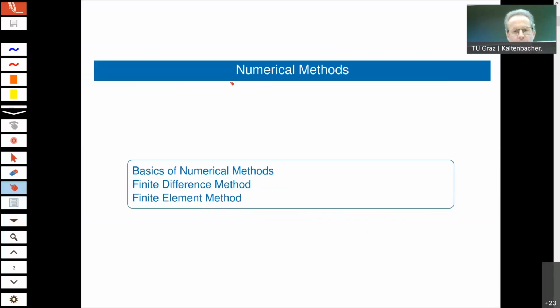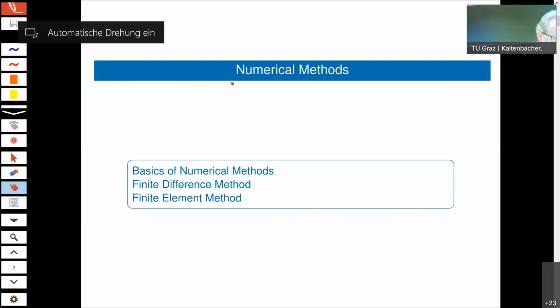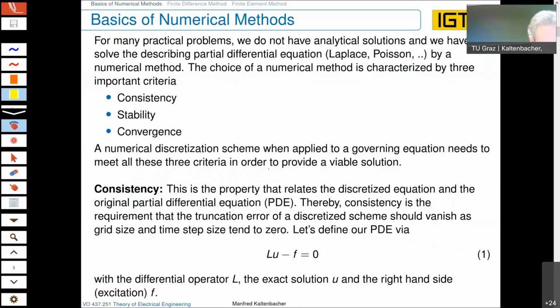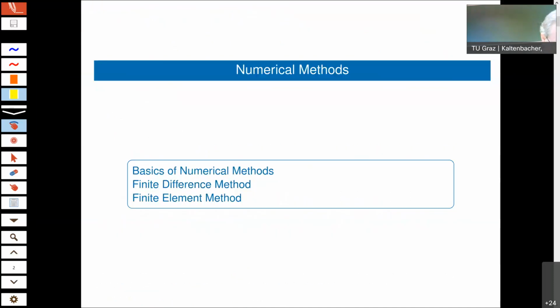Okay, today we will go into some basics, let's call them, of numerical methods. And for this, we will start with the following. First of all, what are the main properties of a numerical method? What do we expect? And what properties does such a numerical method have to fulfill?